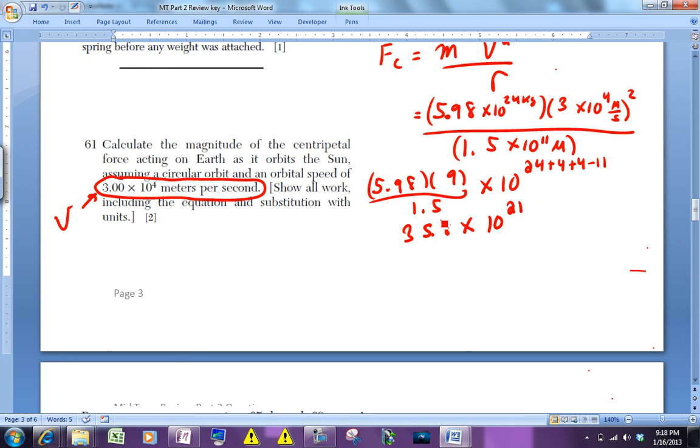So the answer would be 35.8 times 10 to the 21, and the unit would be force. Or, of course, in true scientific notation, you could do 3.58 times 10 to the 22 newtons, which, of course, is a very large number because you're talking about the force of the sun on the Earth.